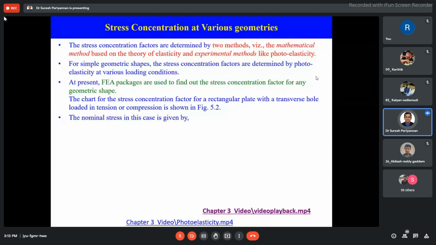The stress concentration factor is generally determined by two methods. One is the mathematical method based on the theory of elasticity, and experimental methods using the photoelastic concept. I will show you a beautiful video so you can clearly understand. The second method is to use an FEA package to understand the stress concentration at different loading conditions and different boundary conditions.